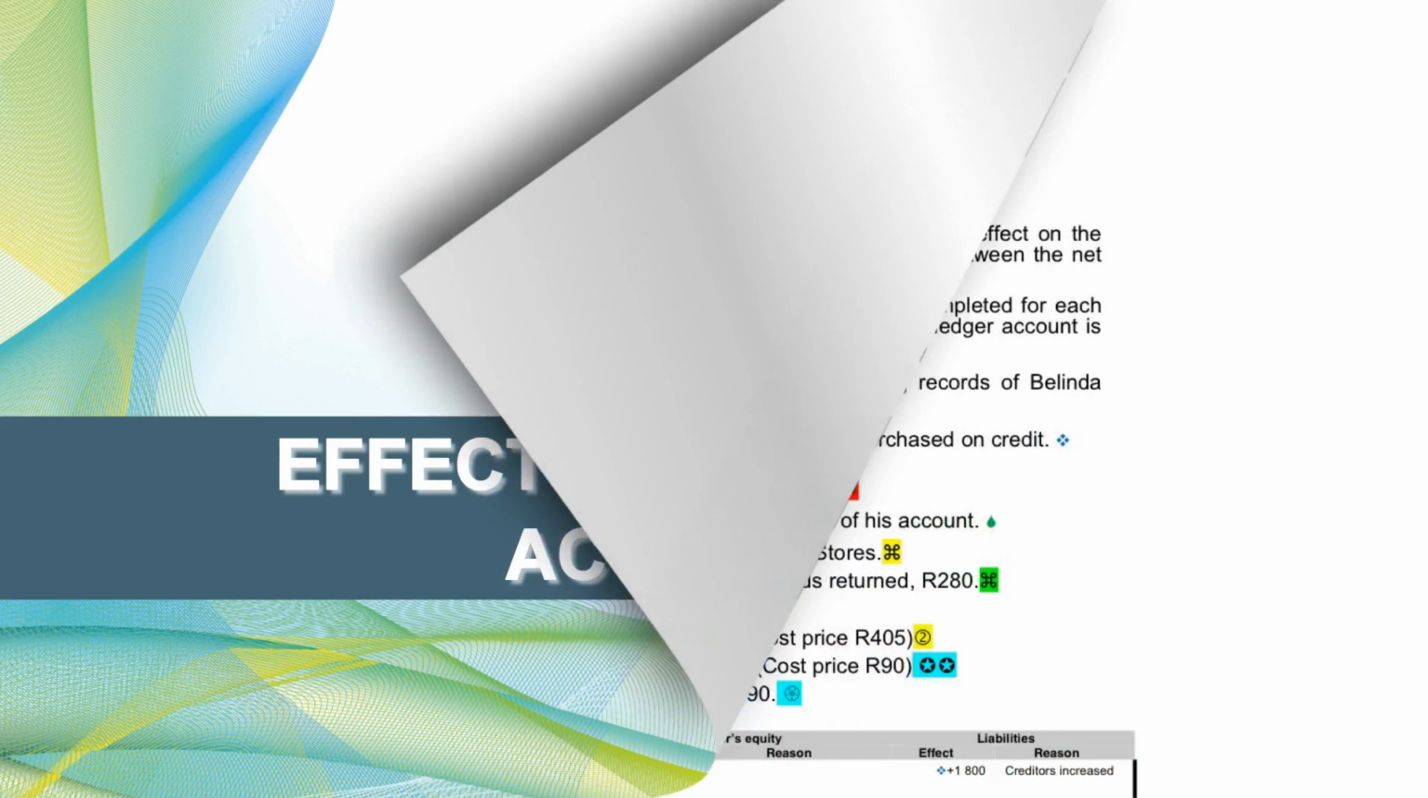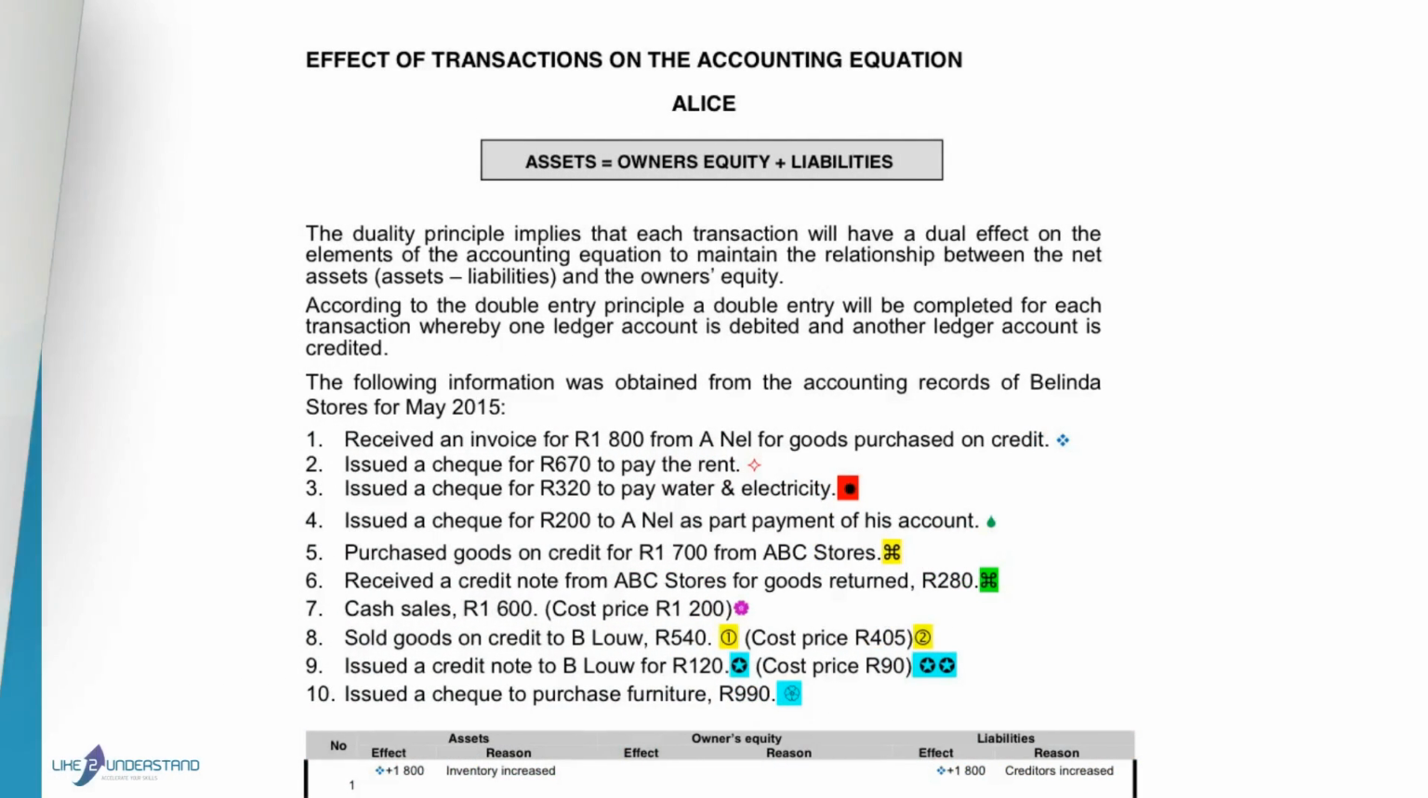Good morning. We will pay attention to the effect of transactions on the accounting equation today. Assets equals owner's equity plus liabilities, because all the assets in the business must be paid for. Where do we get the money? Either the owner provides it or we borrow the money. So assets will always be equal to the total money that the business owes: the owner's equity and liabilities.